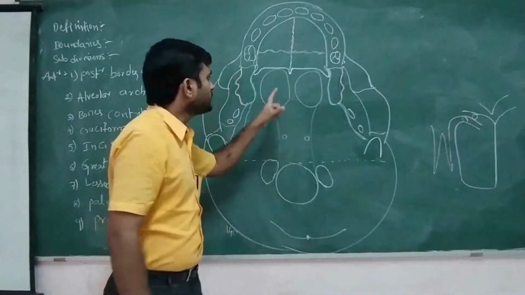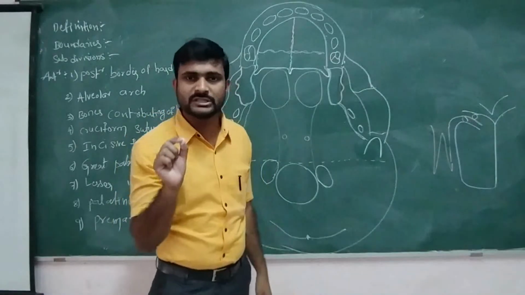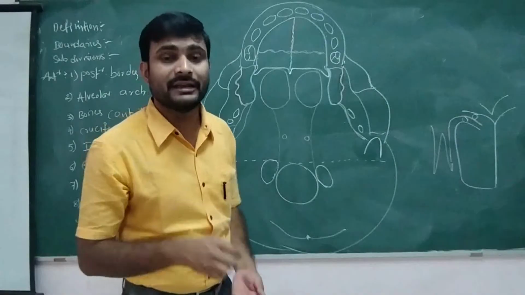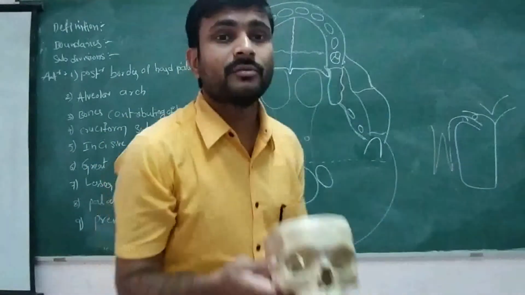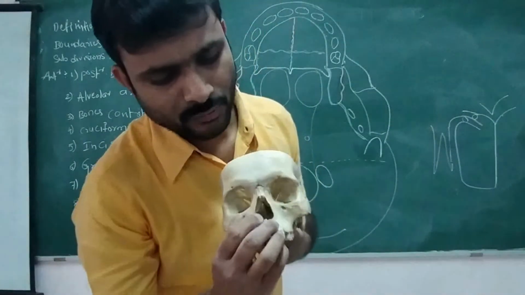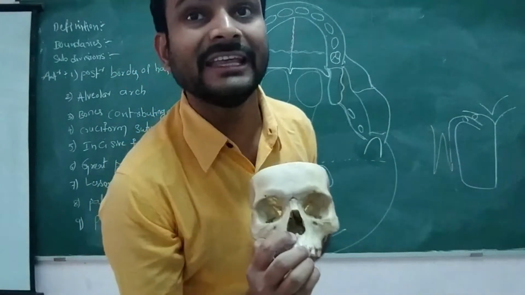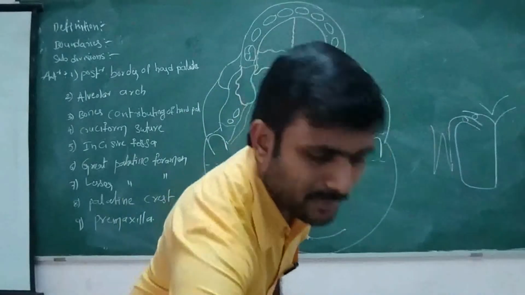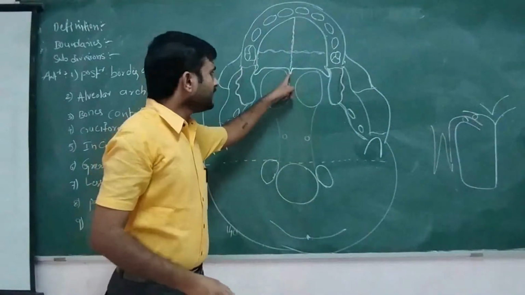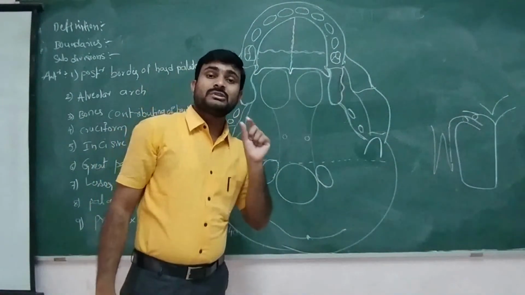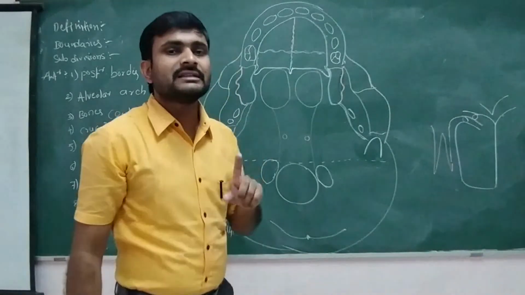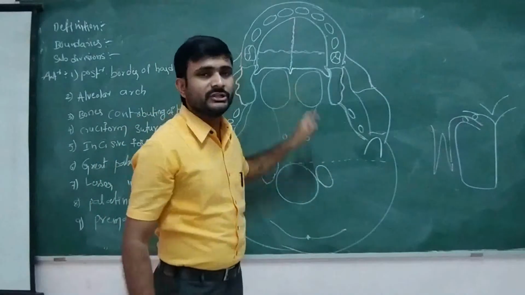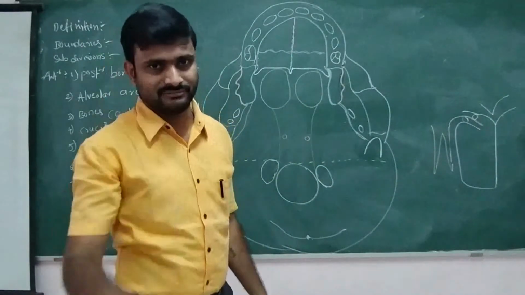Clear? In the posterior border, there is a bony projection present. That bony projection is called the posterior nasal spine. The same we saw in the norma frontalis: here a small projection is present, called the anterior nasal spine. That is the posterior nasal spine. To the spine, the musculus uvulae is attached. The small tongue is present inside. The musculus uvulae is attached to the posterior nasal spine.